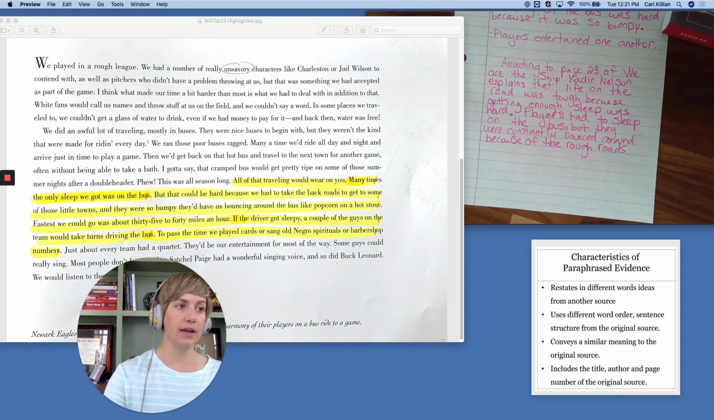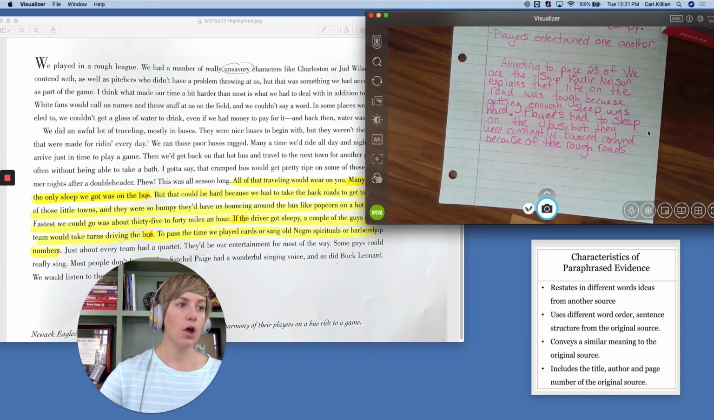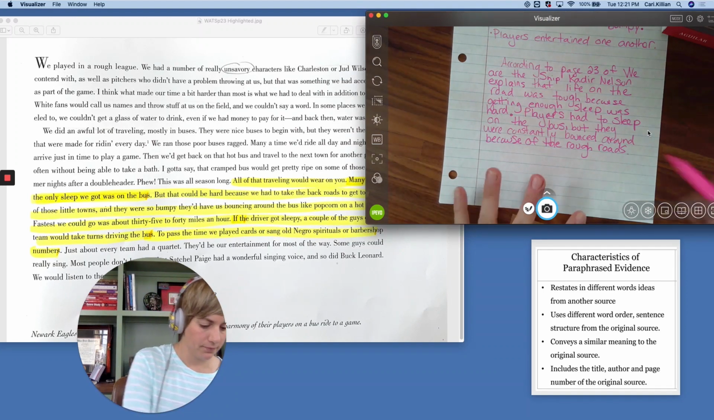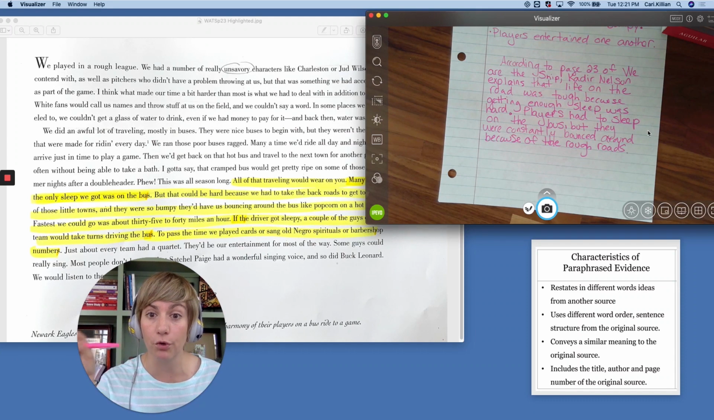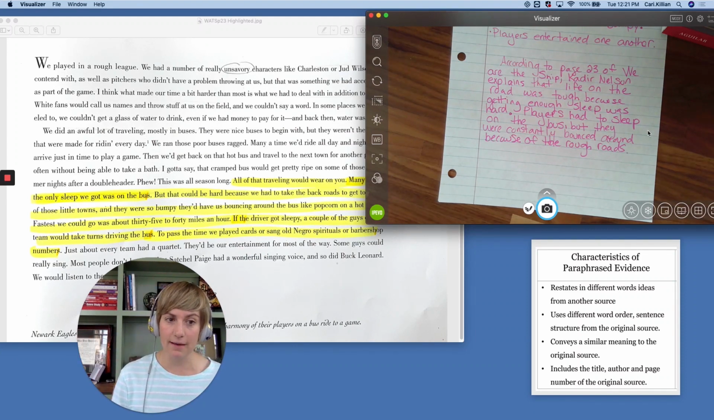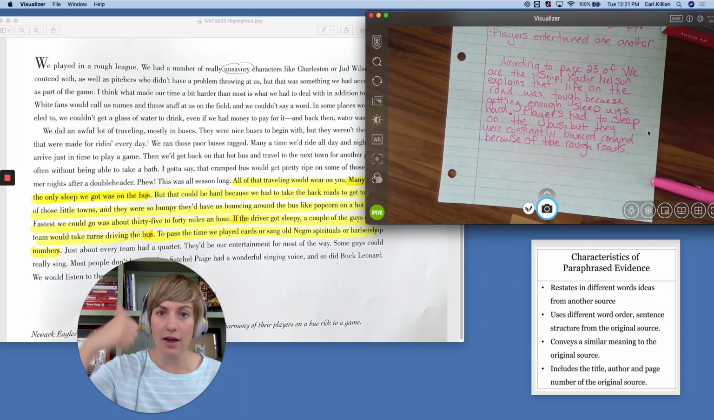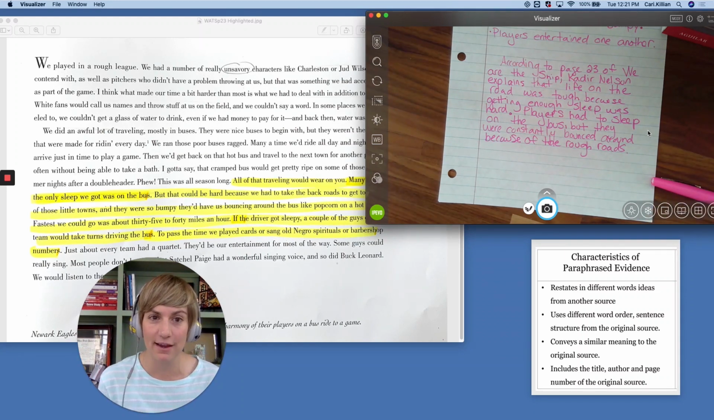Now I'm going to go read my paraphrase. According to page 23 of We Are the Ship, Kadir Nelson explains that life on the road was tough because getting enough sleep was hard. Players had to sleep on the bus, but they were constantly bounced around because of the rough roads. Okay, let's see. If you think I met these characteristics, you're going to give a thumbs up or thumbs down each time I say one.